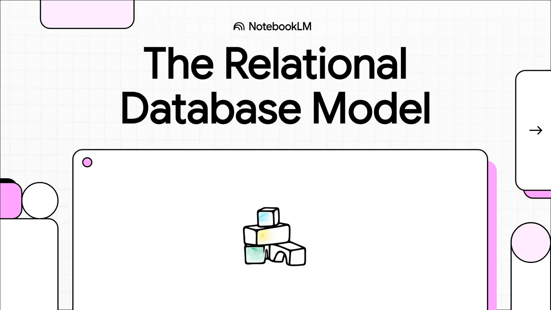Welcome to the Explainer. You ever wonder how your shopping cart just knows what you put in it? Or how your social media feed is perfectly curated with all your friends? Well, the secret sauce behind almost all of it is a really elegant idea called the Relational Database Model. So let's pull back the curtain and see how it all works.